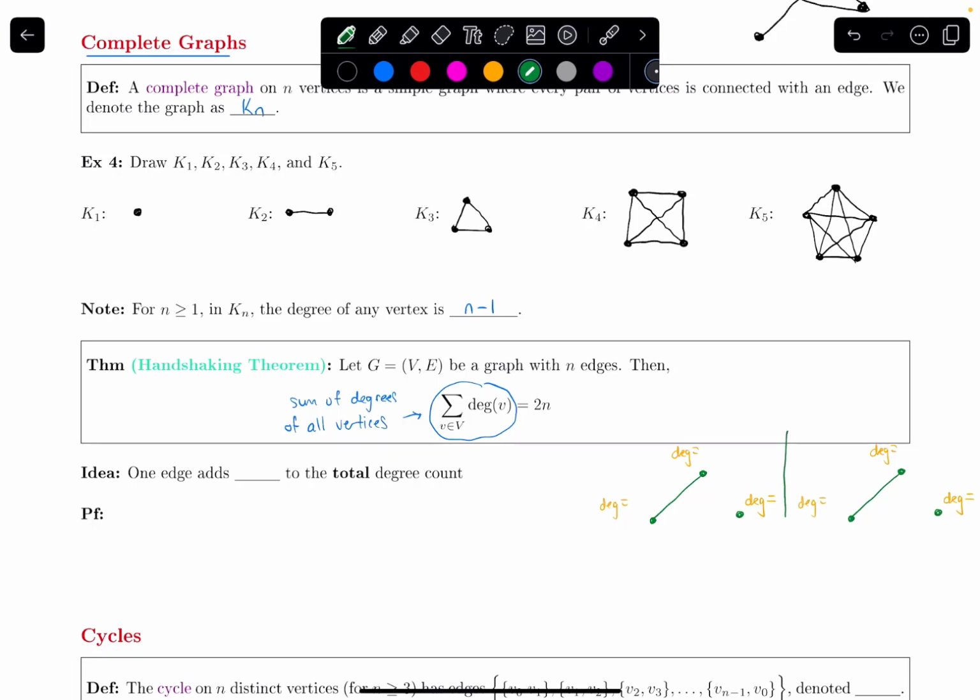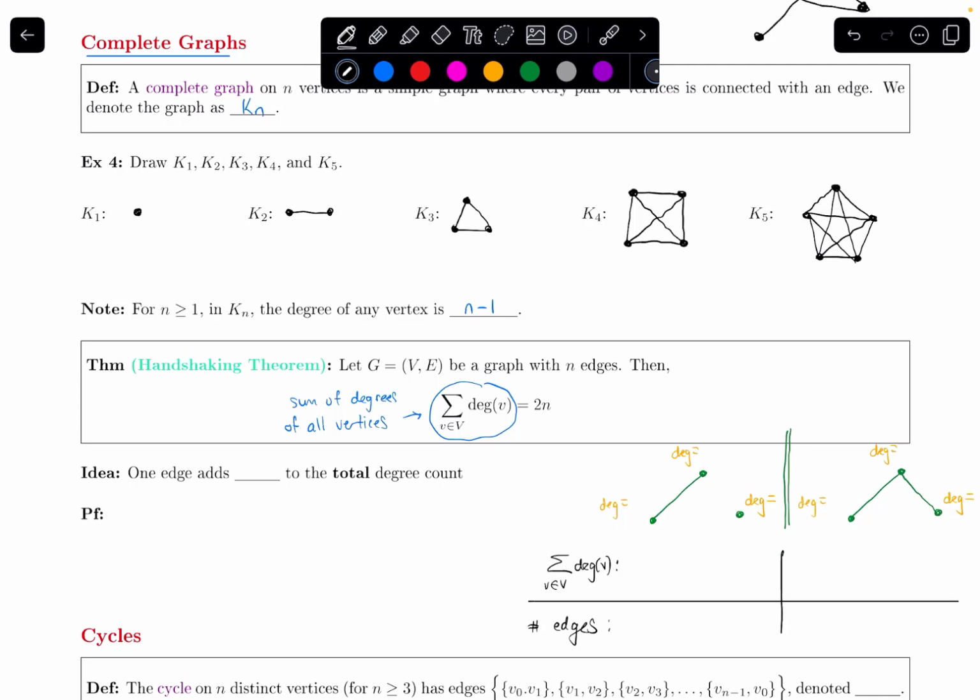And so I'm just separating out these two graphs. And in the modified version, what I'm going to do is add an extra edge connecting those two. So now for each of these graphs, let me keep track of, well, what is the sum of the degrees of all the vertices? And then let's also keep track of the number of edges.